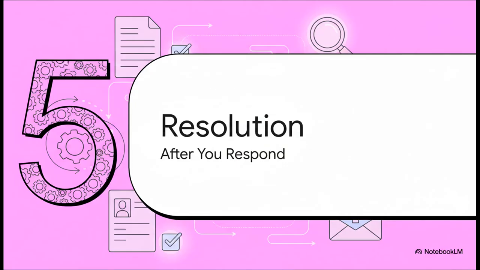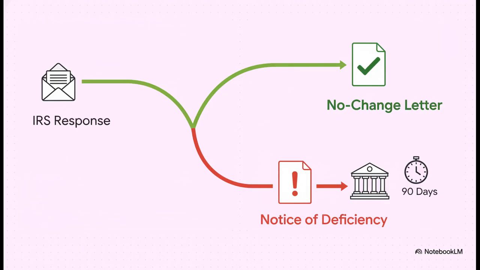And that brings us to the home stretch, our final section, resolution. You've put together this beautiful, well-documented response and sent it in, so what happens now? Well, it really goes down one of two paths. Best case scenario, the IRS agent reads your explanation, looks at your proof, and agrees with you. You'll get what's called a no-change letter in the mail, and the case is closed. Done. If, however, they reject your arguments, things get more serious.